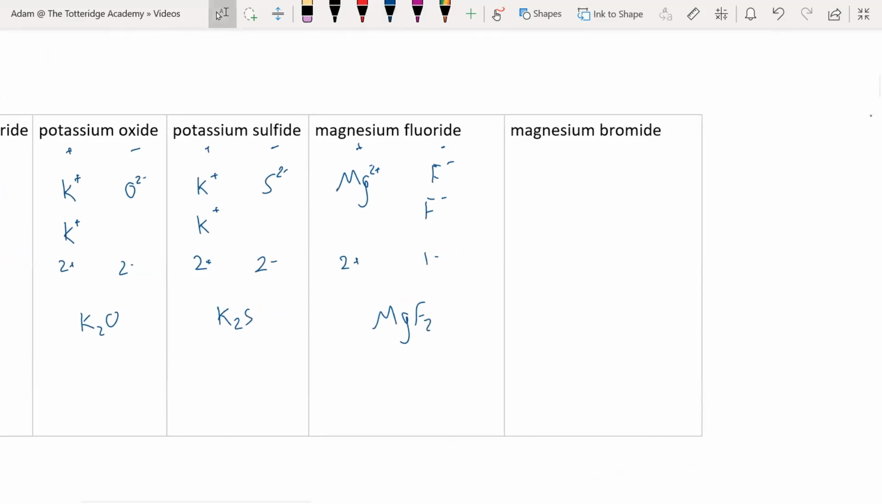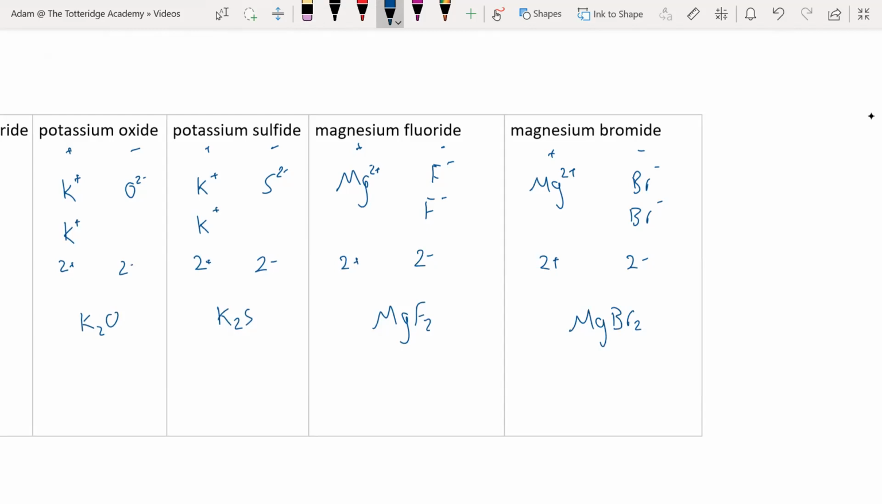And then finally, magnesium bromide is very, very similar. I've got my positive column, my negative column, Mg2+, Br-. So I've got 2 positives here, but only 1 negative here. So I'm going to need to add another one there, Br-. Then that becomes 2 minuses, and that will be MgBr2. Actually, I should have made that clearer over there as well.